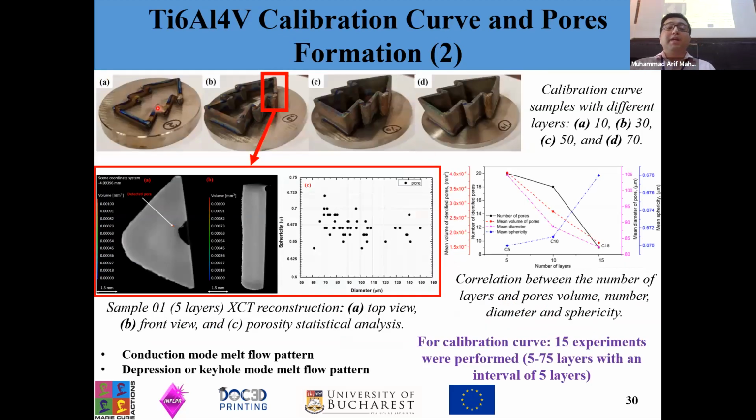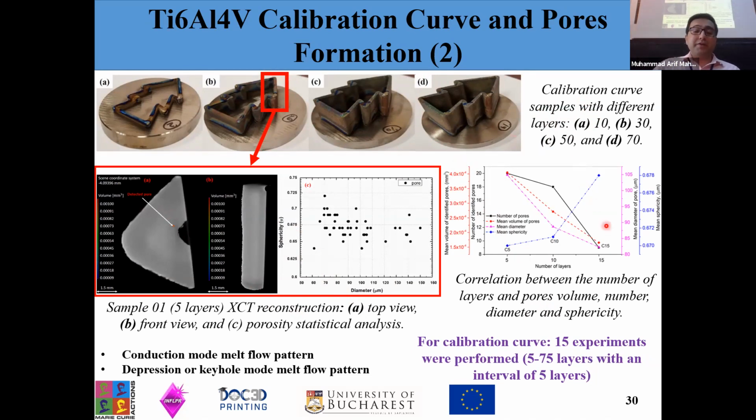So we developed a calibration curve by using this contour. We performed 15 experiments starting from 5 layers and moved up to 75 layers with an interval of 5 layers. And we developed the cross sections and took these cross sections to the X-ray computed tomography. So the question is, why would we take this contour?